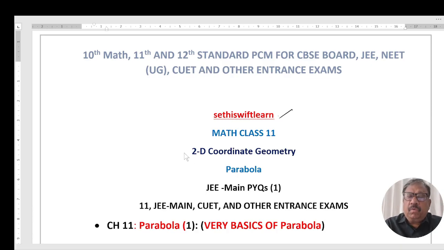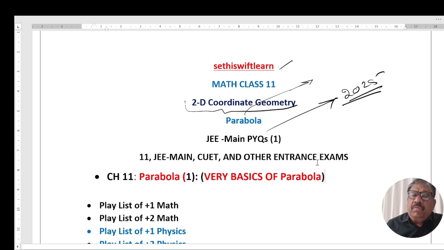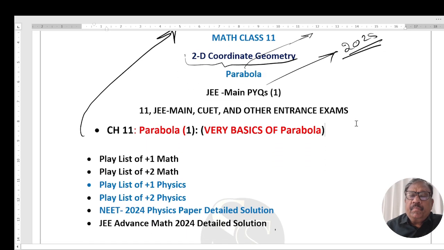In today's session of two-dimensional coordinate geometry, the topic is conic section. Further topic is parabola, in which the concept will be cleared further using illustrations taken from JEE Main PYQs 2025. In an earlier session, we have discussed the very basics of parabola, which you can review on YouTube channel Statistics Learn.